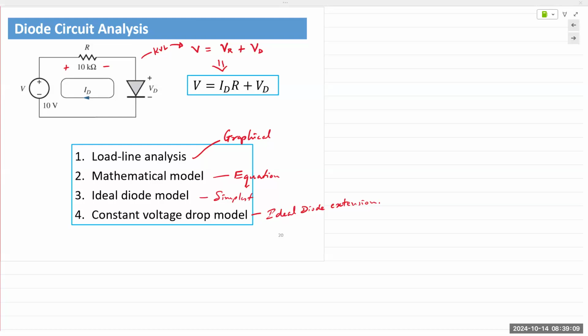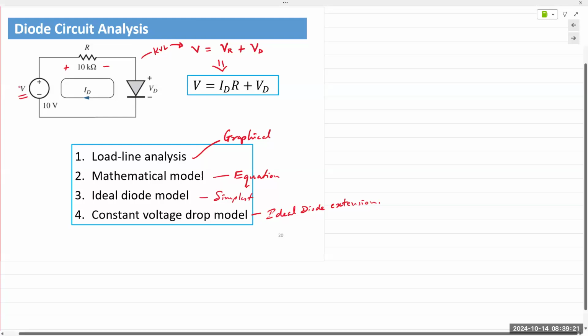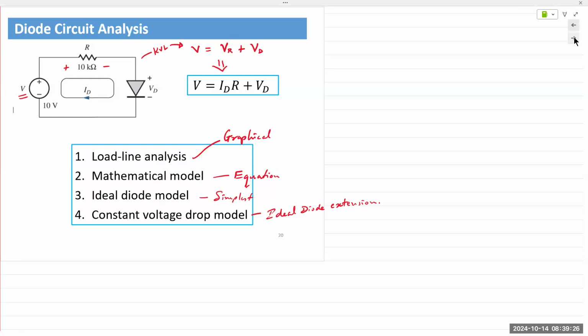So is the V on the left side of the equation referring to the voltage source? Yes, that's the voltage source. V on the left side is the voltage source. It is right here. So one source, one diode, one resistor. Yes. Yes, that is a good point.